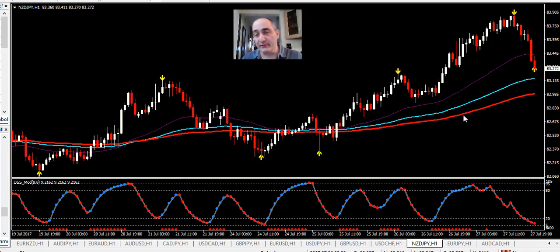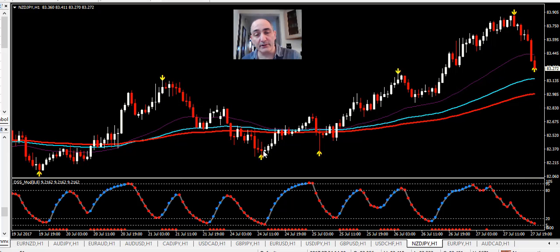Then the other thing I use are these arrows. You'll see these arrows here, and this is an indicator you can get for free for MetaTrader 4. They're called BB Arrow Alerts, and basically they just tell you when the market is getting to a point where it should turn around. So in this case, it's saying that this currency, NZD/JPY, should go down. There's the arrow right there.